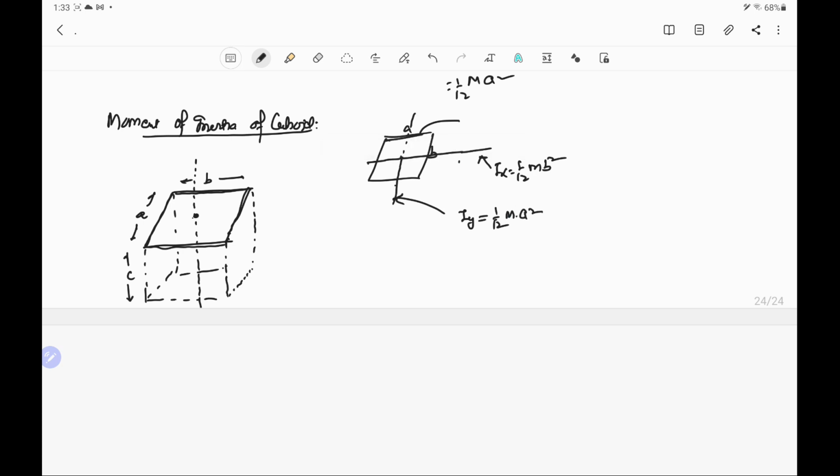So now we have the x-axis and y-axis. Now we have to find the moment of inertia of this sheet perpendicular to this plane and passing through the center. That means we can apply here the perpendicular axis theorem. According to this theorem, Iz will be equal to Ix plus Iy, and it is equal to 1 by 12 m (A square plus B square). This is the moment of inertia of a rectangular sheet about the axis passing through the center and perpendicular to the plane. Using this formula, we can solve the case of the moment of inertia of a cuboid.